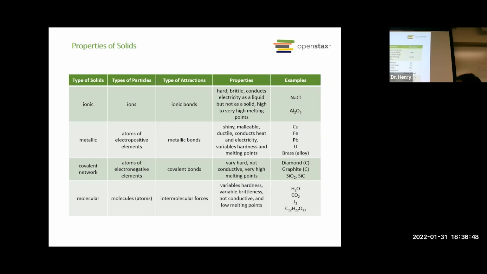This is just a table summarizing all the things that I've talked about. And again, it gives you an example of each. Okay.